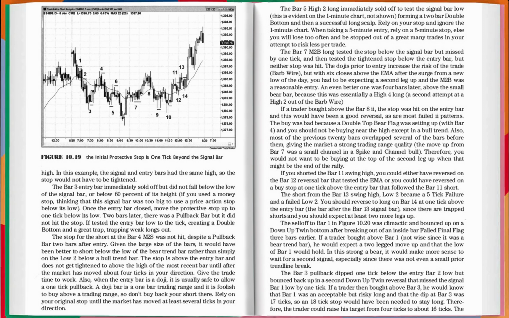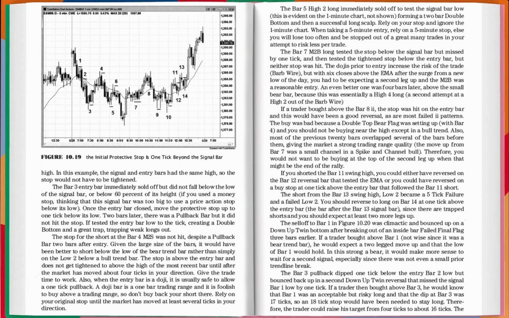If you shorted the bar 11 swing high, you could either have reversed on the bar 12 reversal bar that tested the EMA, or you could have reversed on a buy stop at 1 tick above the entry bar that followed the bar 11 short. The short from the bar 13 swing high, low 2 became a 5-tick failure and a failed low 2. You should reverse to long on bar 14 at 1 tick above the entry bar, the bar after the bar 13 signal bar, since there are trapped shorts and you should expect at least 2 more legs up.